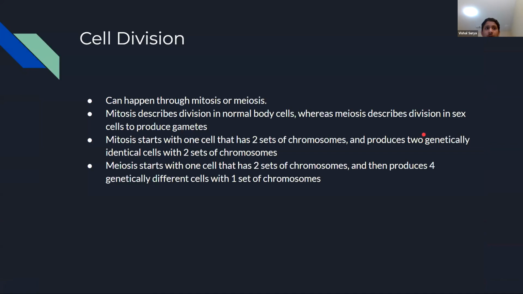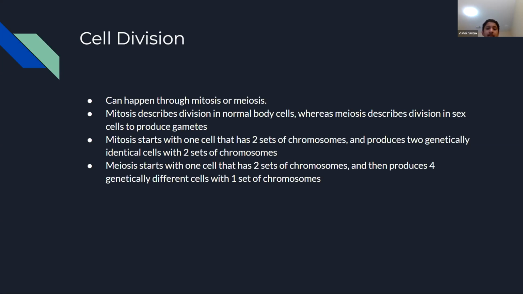So now let's talk about cell division. There are 2 types of cell division. We have mitosis and we also have meiosis. Mitosis describes cell division in our normal body cells, for example our skin cells and our bone cells. In mitosis, you have a normal cell that's diploid. What that means is it has 2 sets of chromosomes, one set from its mother, one set from its father.